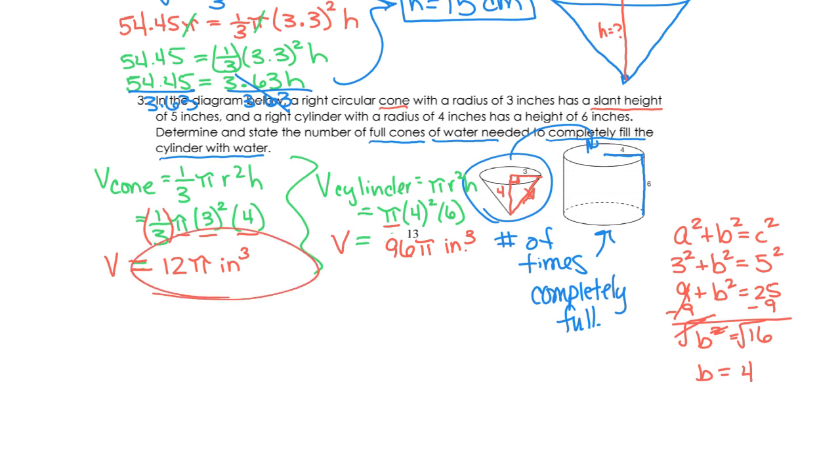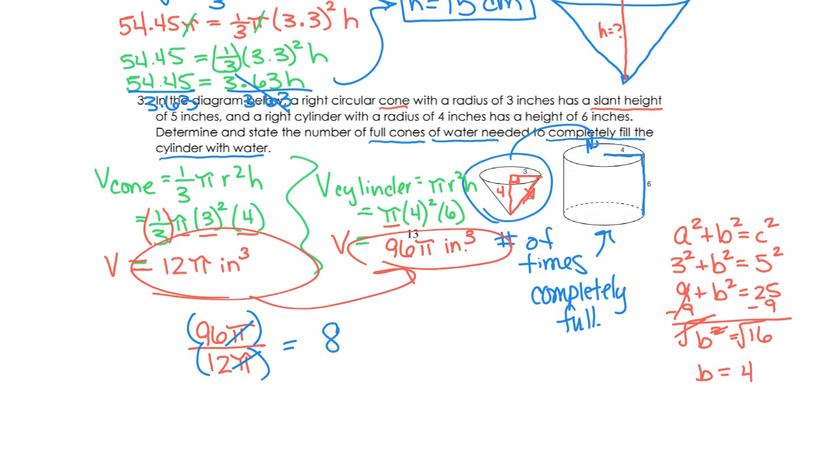So we want to know how many times this will go into that. So we know how many times to fill it. All right, so if we take 96 pi and see how many times 12 pi goes in, so it's a division problem, okay, what's going to happen is that pi and pi will actually cancel, or you can type them in, but you're going to have to use parentheses if you do type that all in, okay? And then 96 divided by 12 is 8. And we will say 8 full cones will need to be filled, dumped into the cylinder, and then it will be completely full.